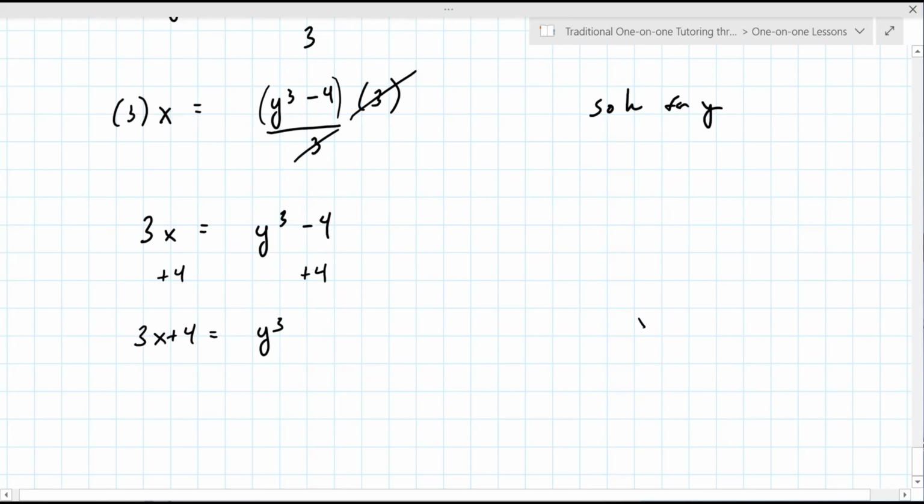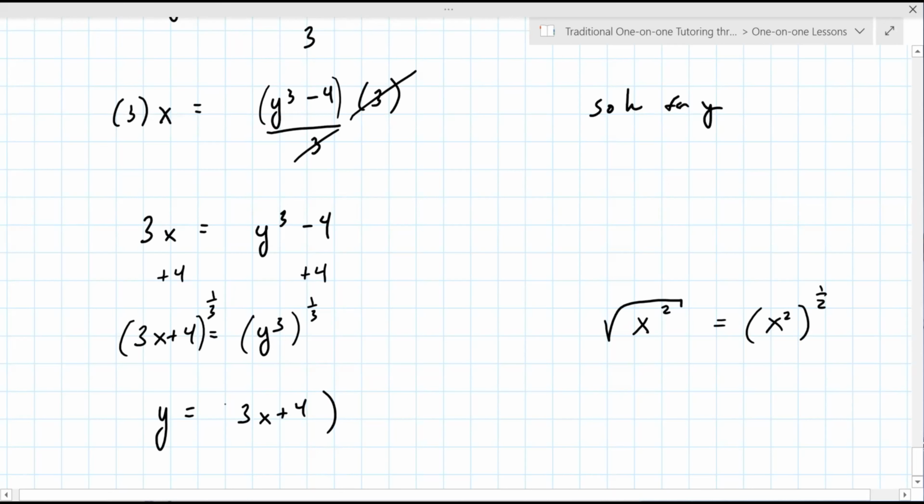Okay, so to solve x squared, you take a square root. Do you remember that? Yeah. This is actually the same as raising it to the 1/2 power. Have you seen that before? No. Okay, so this is a little bit out of scope for you, but you would raise it to the 1/3 power on both sides. And I'll just finish this off here. It's y equals 3x plus 4 to the 1/3 power.